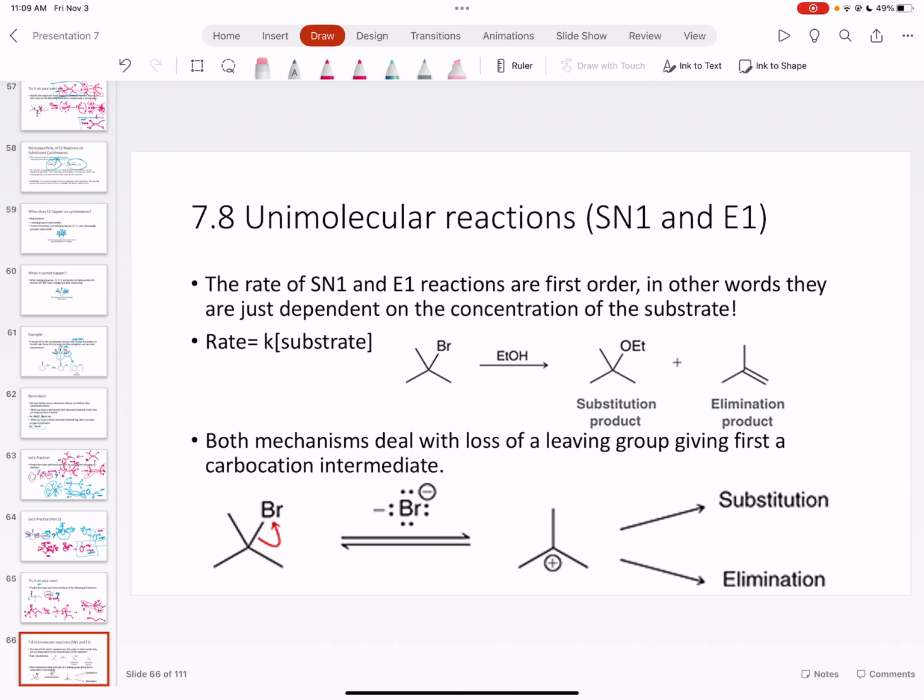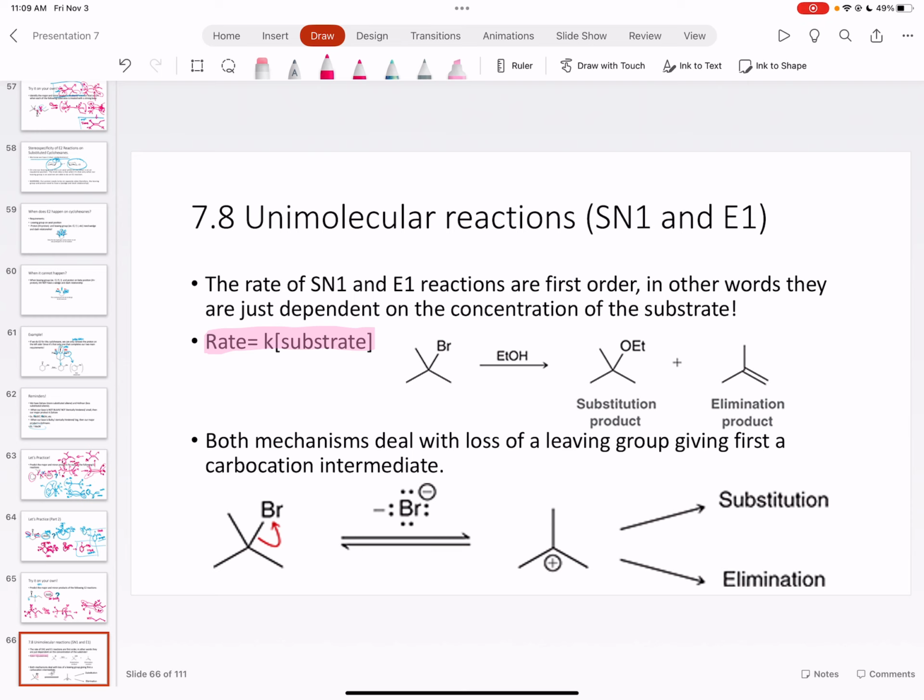So then 7.8, unimolecular reactions. So we have SN1 and E1. The rates of SN1 and E1 reactions are first order. In other words, they are just dependent on the concentration of the substrate, meaning that our rate in this case is going to be rate equals k times substrate.